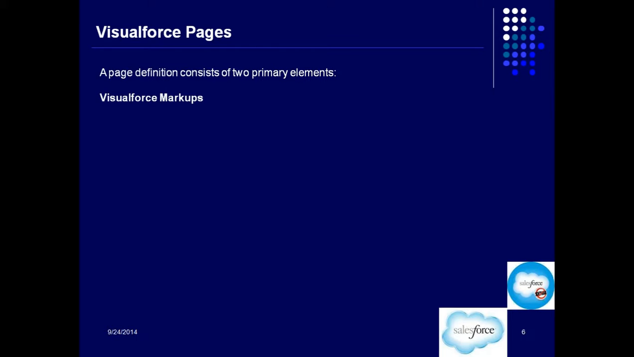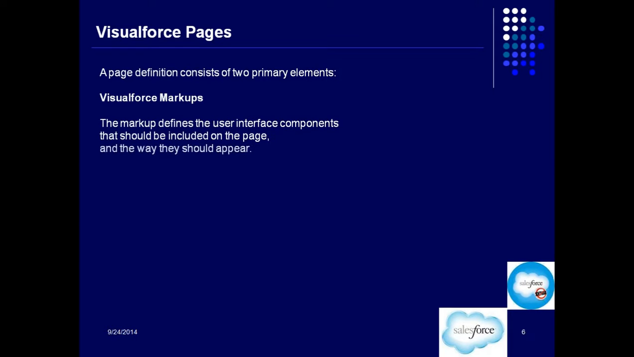Okay, so markup is what? It's what you see on the page. Fine, that's markup. The markup defines the user interface components. So markup basically defines your UI components, anything which can be seen on the page, that should be included on the page and the way they should appear.